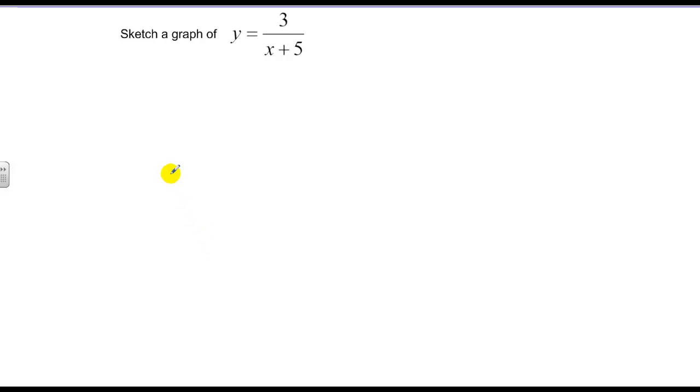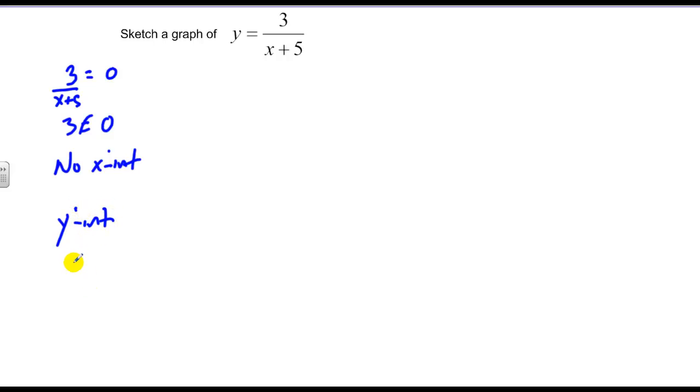So in this case, again, I'm going to find my x-intercept. X-intercept, basically we set our numerator equal to 0, but if I do that, you're going to notice that, well, let's do this. Set y equal to 0, but when I multiply by x plus 5, I get 3 equals 0, which isn't a true statement. Therefore, there's no x-intercept. Find my y-intercept, set x equal to 0, and I get 3/5.